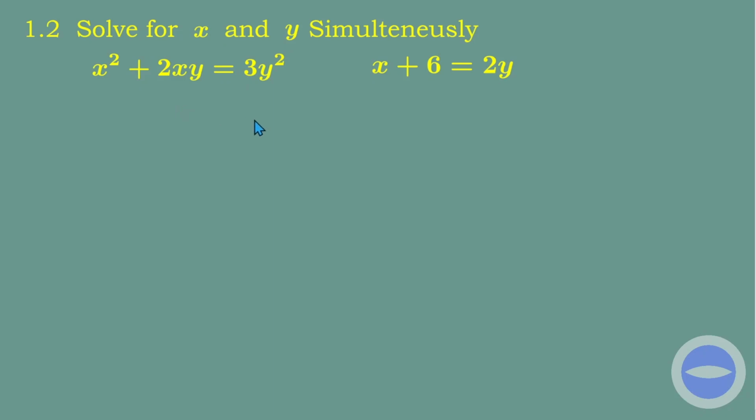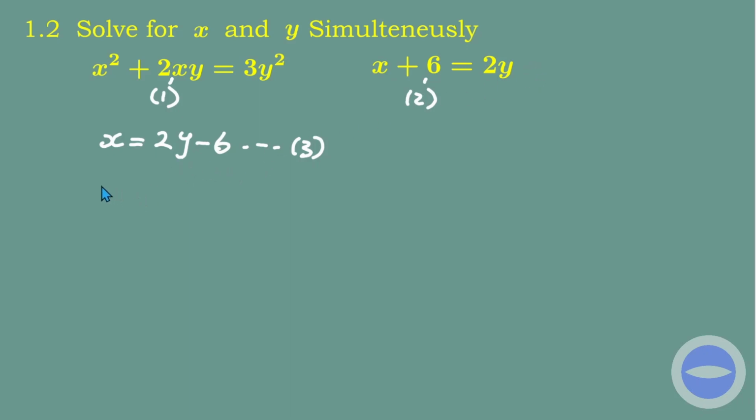So first of all, I will name this one equation 1, and then I name this equation 2. Equation 2 is the simplest equation, so I will manipulate this one to make x the subject of the formula. Then I will say x equals 2y minus 6. I will name this equation 3. From here I moved this 6 to the other side.